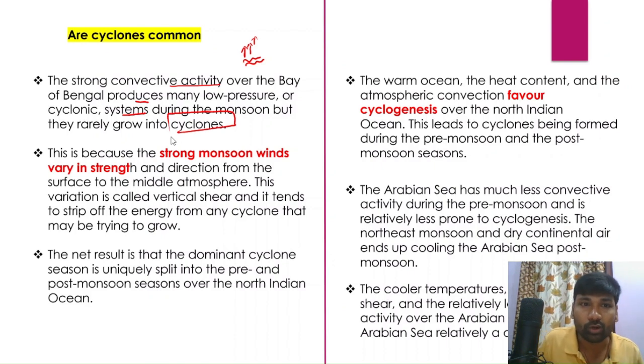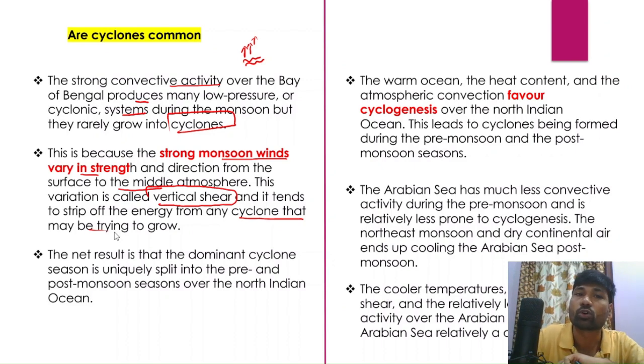This is primarily because the strong monsoon winds vary in strength. These monsoon winds usually vary in their strength and direction from the surface to the middle atmosphere, and this variation in the strength and direction of monsoon winds is called vertical shear, and it tends to strip off the energy from any cyclone that may be trying to grow over a period of time.